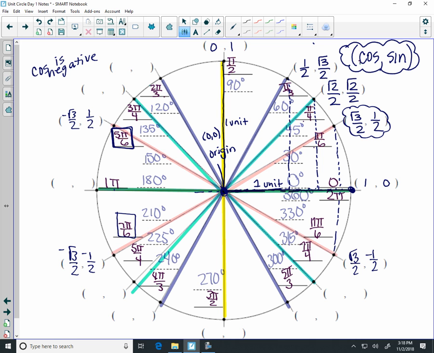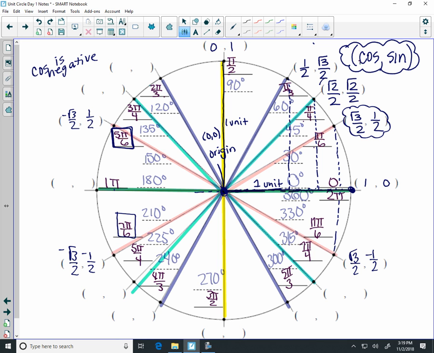So those 4 points on your unit circle are all the same except for the signs. The 5 in the 5 pi over 6 just tells you you're in quadrant 2, so cosine is negative. The 7 in 7 pi over 6 just tells you that both sine and cosine are negative. And the 11 in the 11 pi over 6 tells you that you're in the 4th quadrant, and so your y value is negative. Now let's look at our pi over 4s.